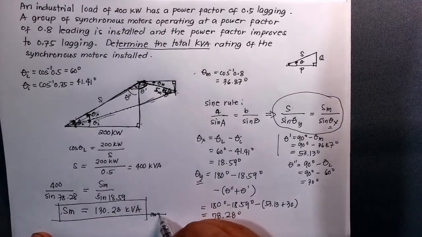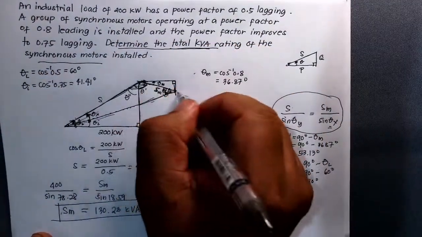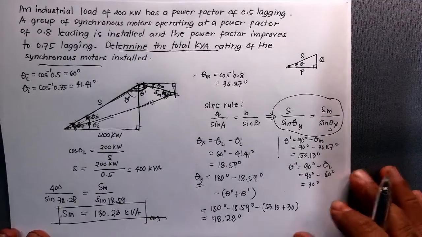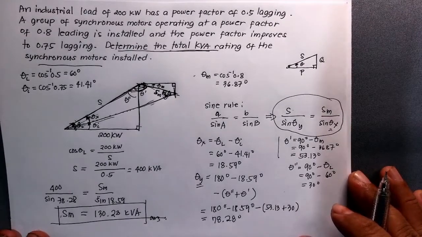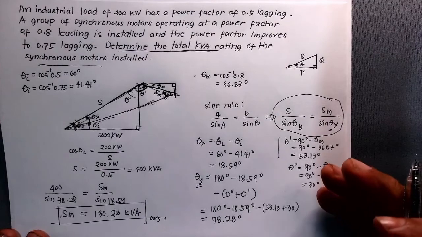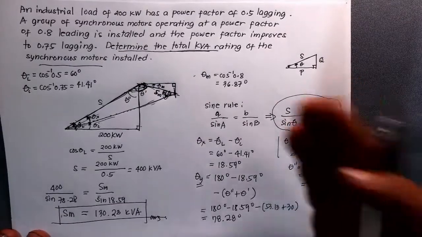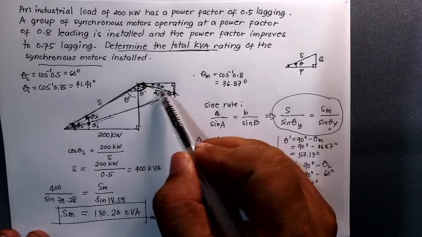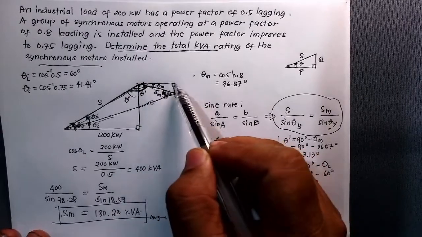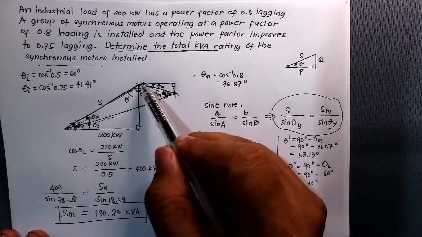We are looking for the total kVA rating of the synchronous motor installed. We have already found this part. So that is how you solve this kind of problem involving synchronous motors for power factor correction. But remember, in some problems we have an ideal capacitor in which there is no resistor involved. So this triangle will not be a triangle anymore. It will be a reactive power that is opposing this inductive power, so it's just a straight line going down.